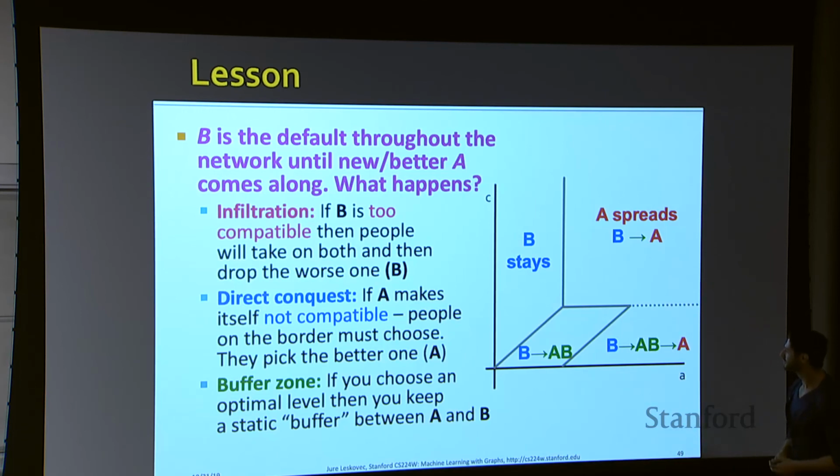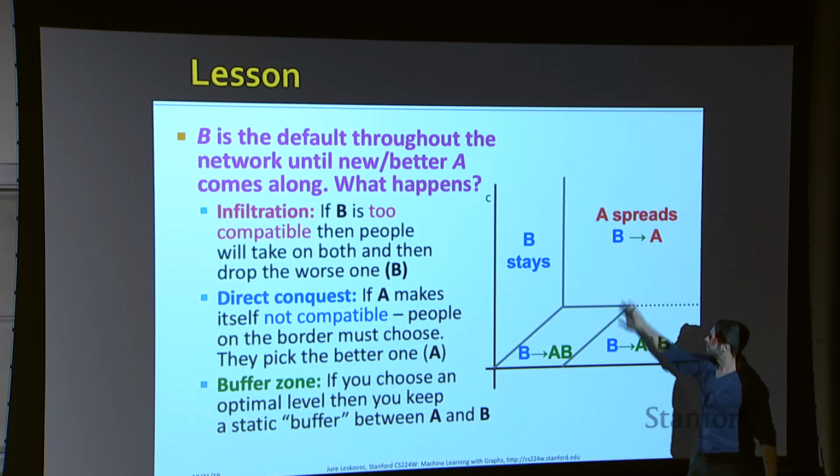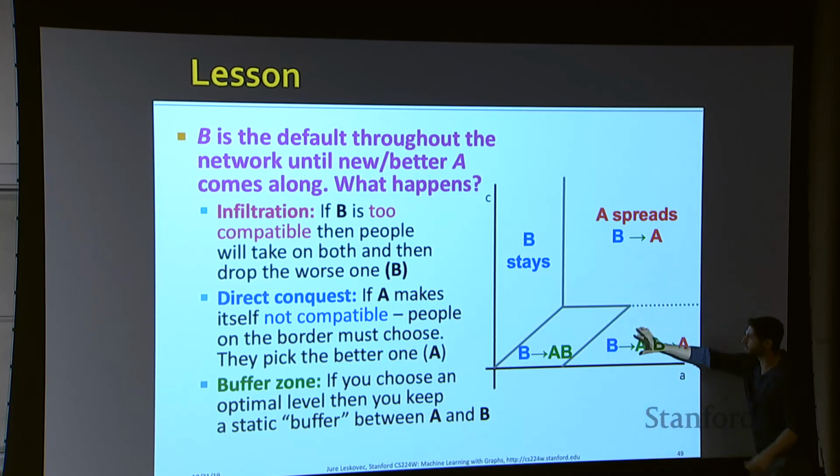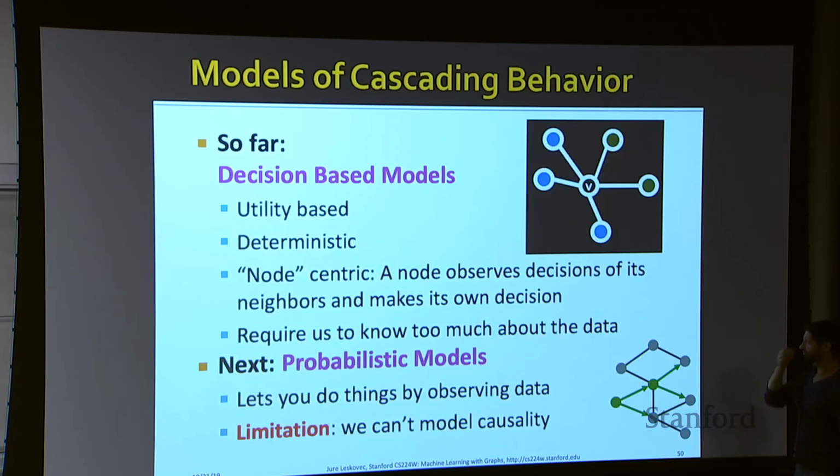Okay, so this is what we were saying before. This is the buffer zone. This is our direct conquest, and this is this kind of infiltration in the market that will take some time, but eventually will be successful.